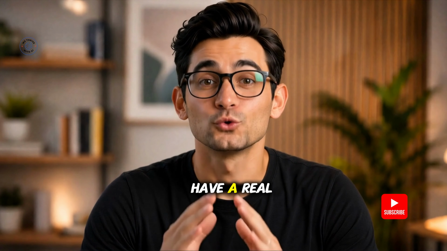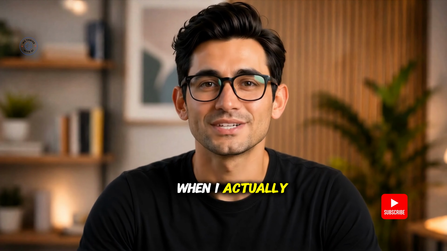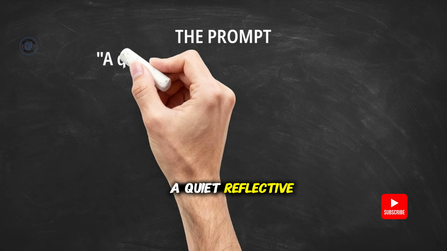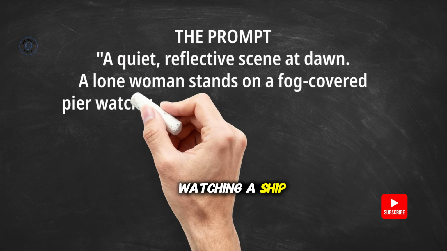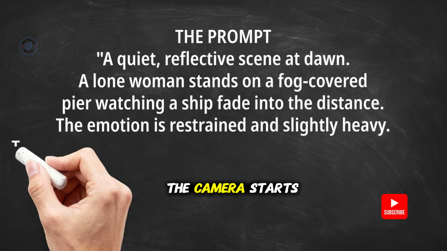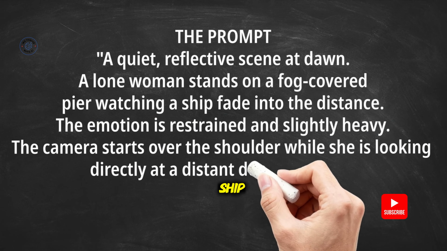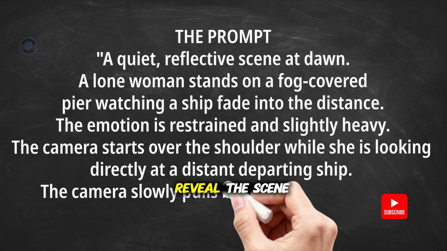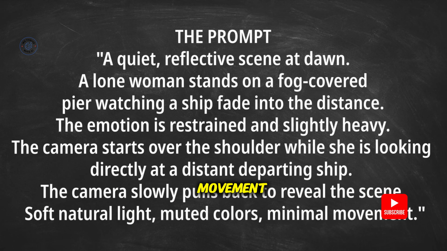Okay, I now have a real idea. I know the moment, the feeling, the environment, the camera. That took 2 minutes. Now watch what the prompt looks like when I actually have something to say. A quiet, reflective scene at dawn. A lone woman stands on a fog-covered pier, watching a ship fade into the distance. The emotion is restrained and slightly heavy. The camera starts over the shoulder while she is looking directly at a distant departing ship. The camera slowly pulls back to reveal the scene. Soft, natural light, muted colors, minimal movement.